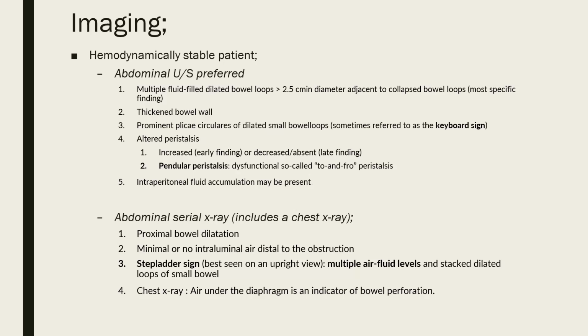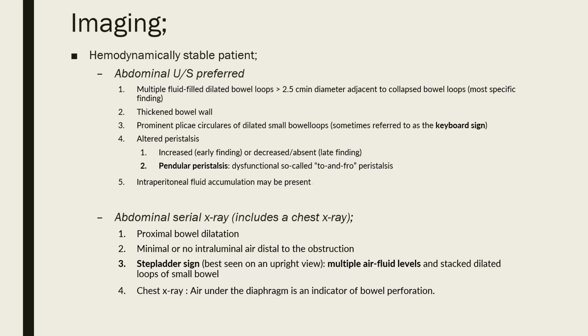When we talk about a serial X-ray, you're going to include all the way up to the chest X-ray. So when you start with an abdominal, you obviously have to do either or. You're not doing both of them. So you have different findings in all of them. I'll share the slides. Maybe you can go through the different findings.